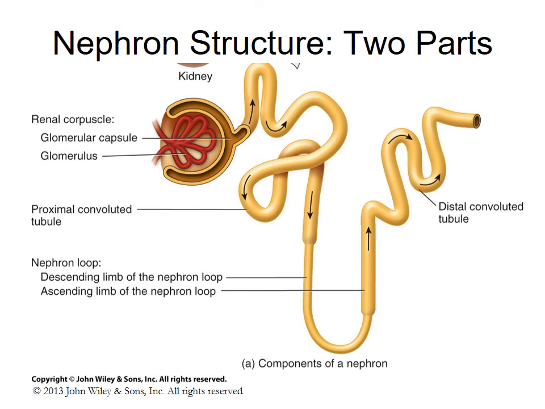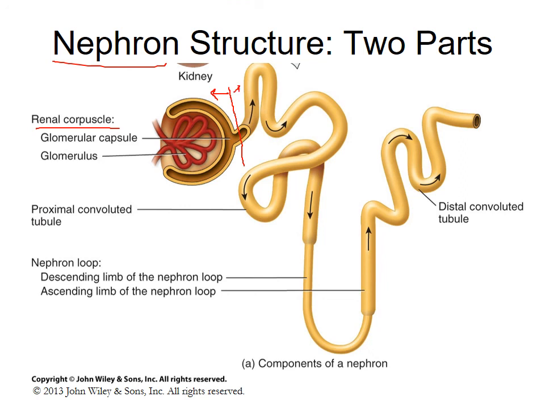Now, this is the star of the show. This is what we refer to as a nephron, right? So the nephron has two basic parts to it. If I drew a line right through here, this side is what's called the renal capsule, or corpuscle, I should say, excuse me. This side is going to be the renal tubule.